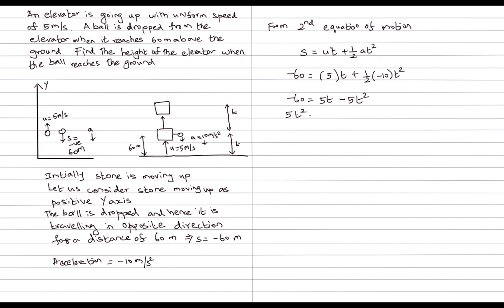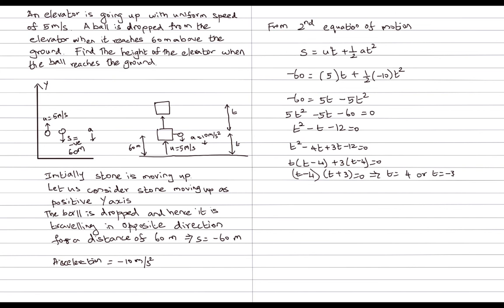Let us bring all the terms to the left hand side. 5t squared minus 5t minus 60 is equal to 0. We can divide the complete equation by 5. So t squared minus t minus 12 is equal to 0. So we have to factorize now. It can be written as t squared minus 4t plus 3t minus 12 is equal to 0. So (t minus 4) into (t plus 3) is equal to 0. This implies t is equal to 4 or t is equal to minus 3.